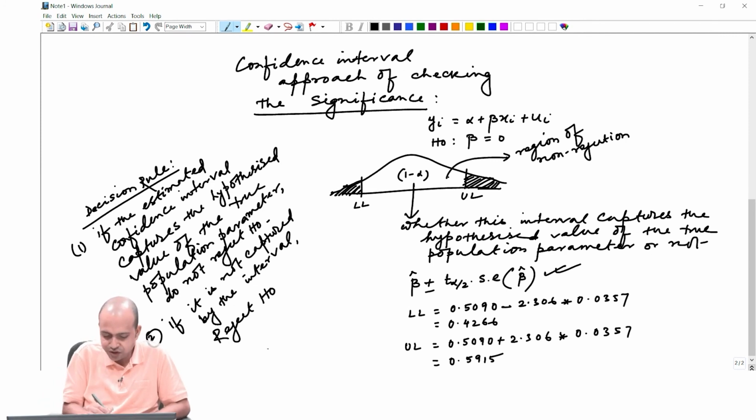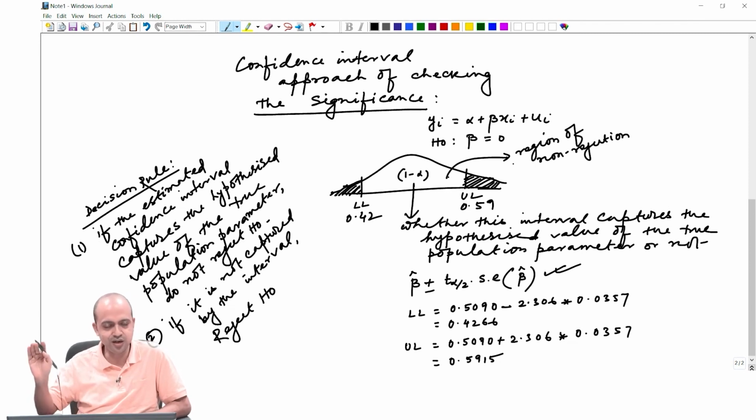Okay. So, that means 0 does not lie between 0.42 and 0.59. So, that means here it is 0.42 and here it is 0.59. So, 0 is not there in this interval, 0 lies outside the interval. So, we are rejecting the null and claiming that income does have significant impact on consumption.